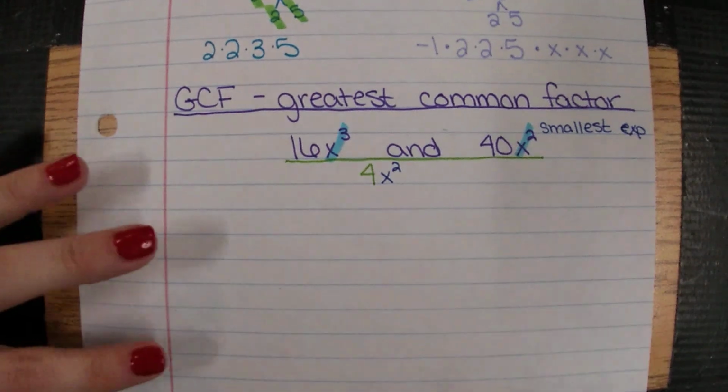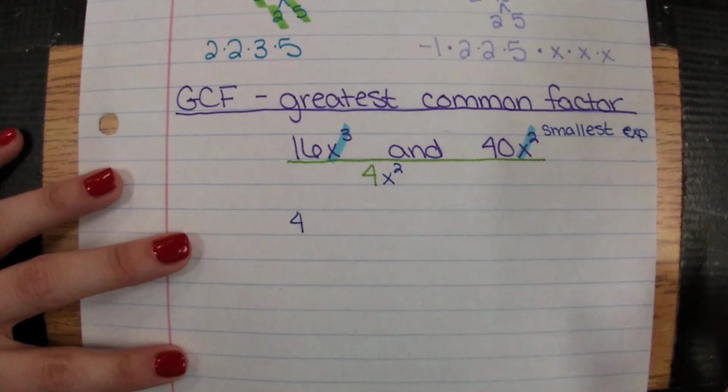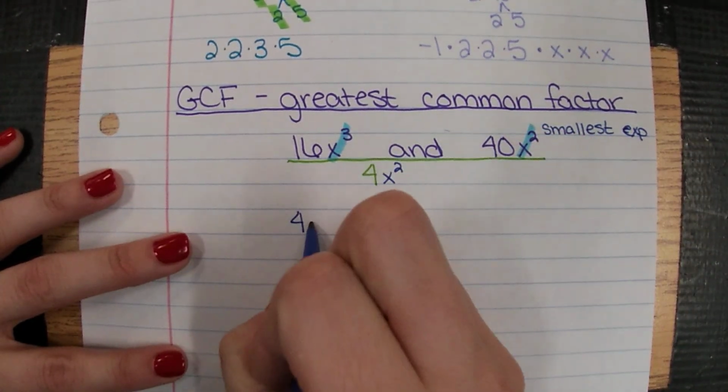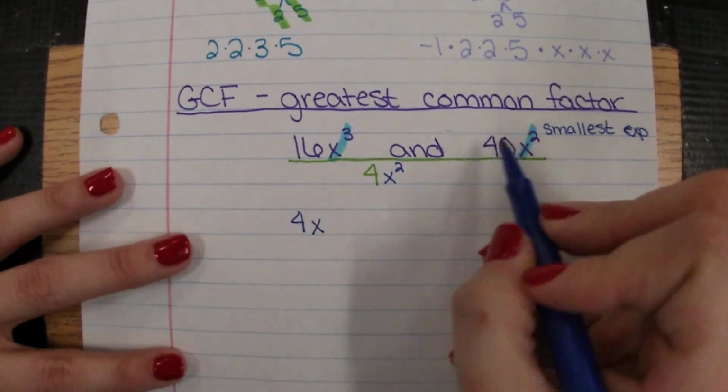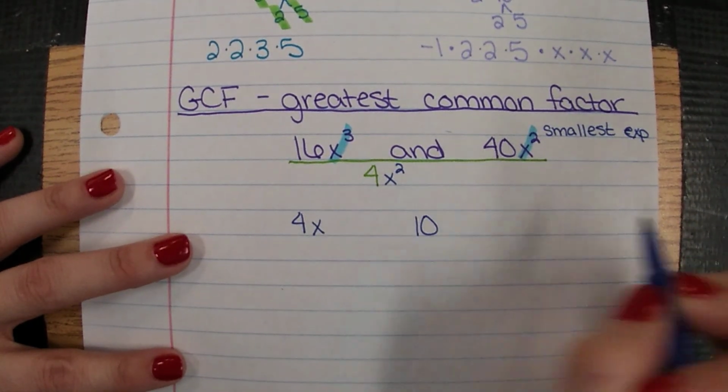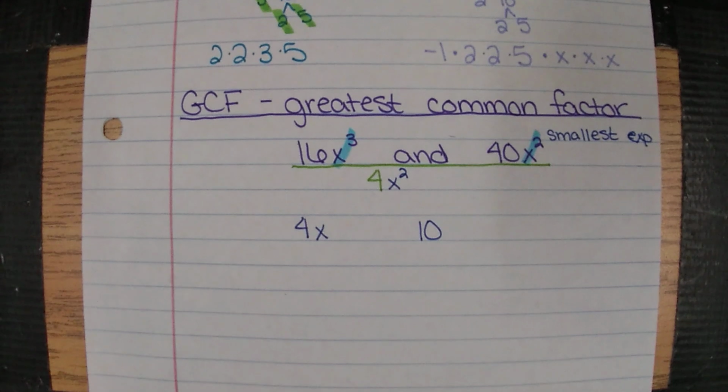So 16 divided by 4 is 4. 3 minus 2 is 1. 40 divided by 4 is 10. 2 minus 2 is 0, so there's no x left. Okay. Then you're going to do that process over again.